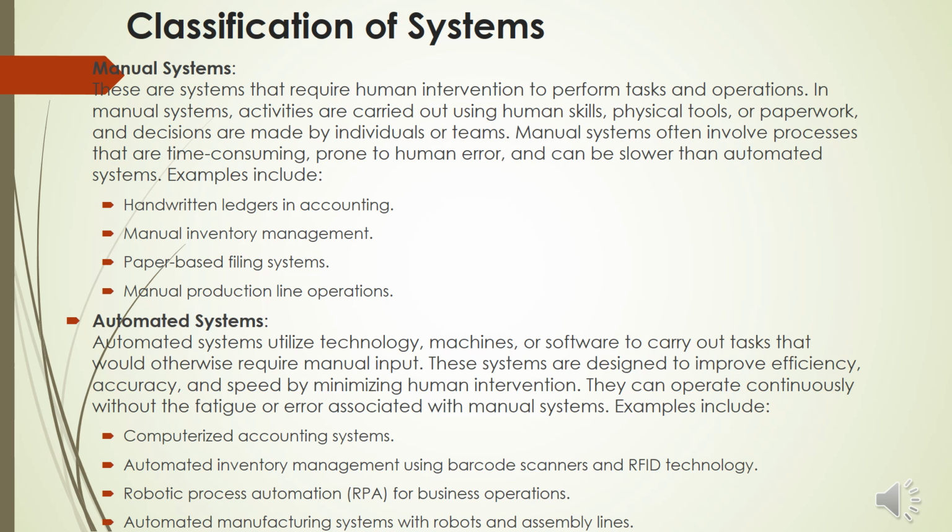Examples of automated systems are the computerized accounting system. As we gave an example of the manual ledger system, now we have a computerized accounting system. These are systems that can help to generate ledgers, generate a balance sheet, and other things that are related to accounting. Also, we have an automated payroll system.